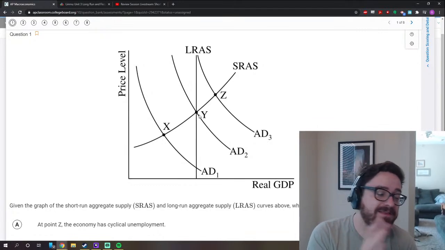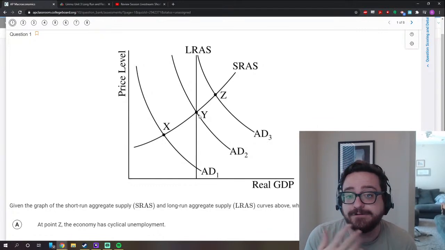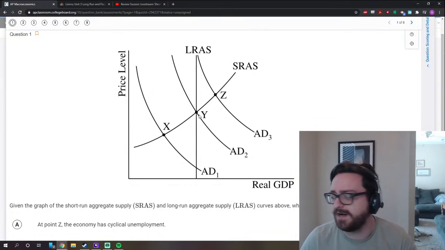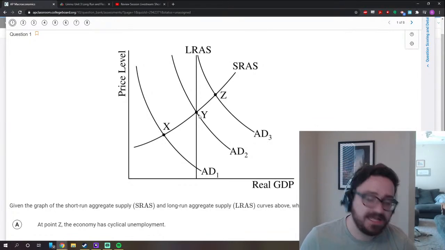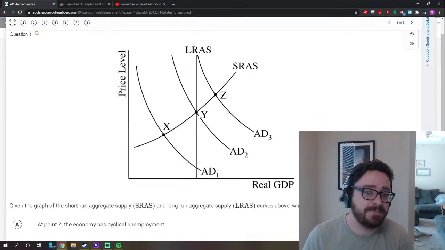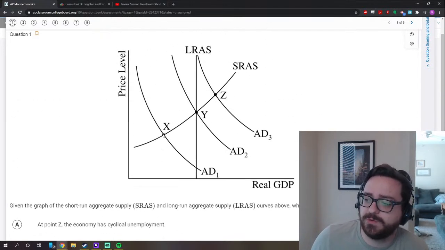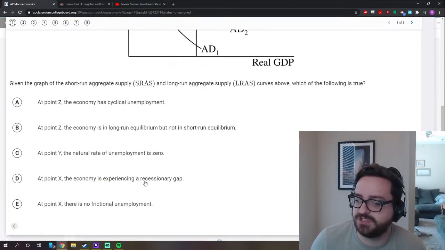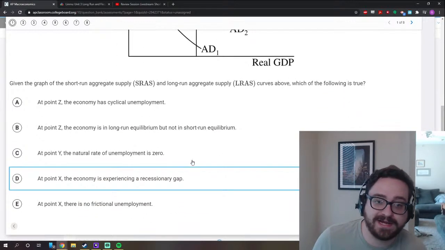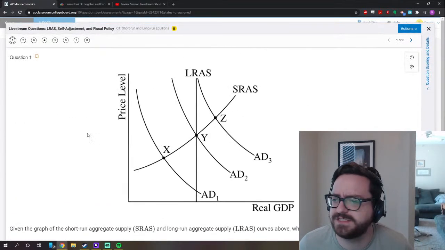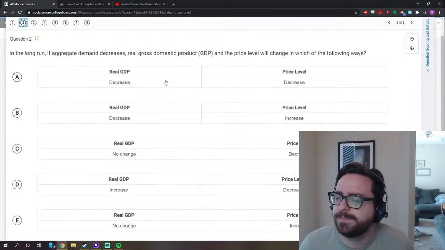Because if you're at the natural rate of unemployment, you're at full employment, right? It's because against ideal unemployment. So if my natural rate of unemployment is 4% and my current amount of unemployment is 4%, my economy is crushing it. I'm doing exactly what I'm supposed to be. I'd be at point Y. D, at point X, the economy is experiencing a recessionary gap. Yes. Flat out, yes. That is just true and accurate and correct. E, at point X, there is no frictional. I don't know how I would know that off of this. I wouldn't. So it was D.